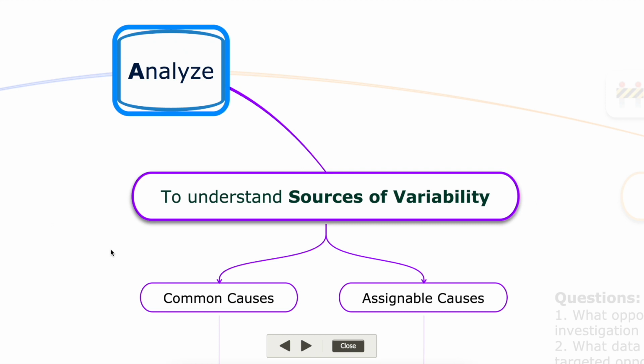And assignable causes are due to external sources. It can be because of a faulty part in a machine that we can simply remove, and the process will be just fine. The variability will be reduced.